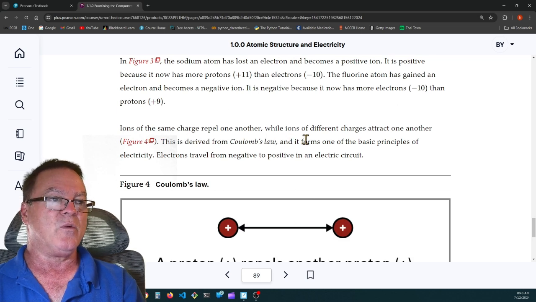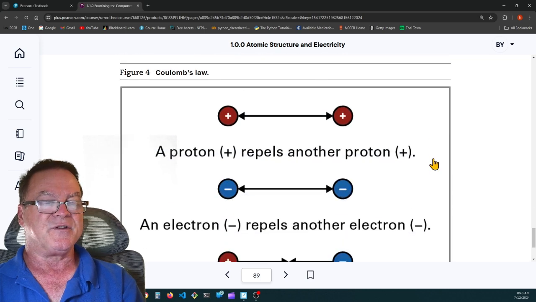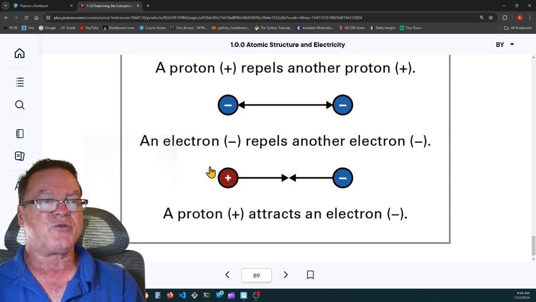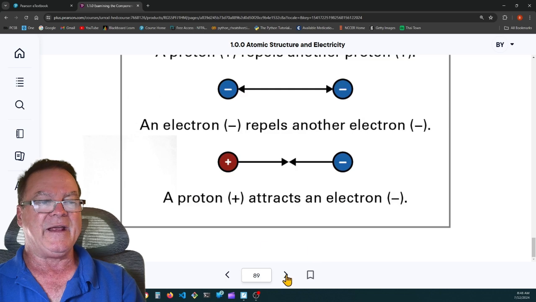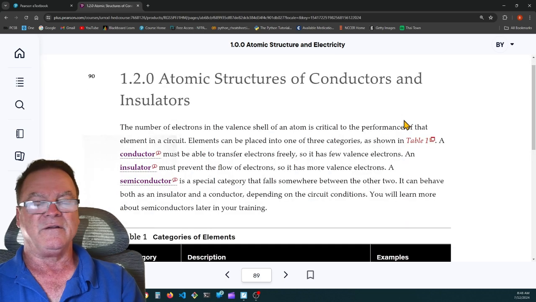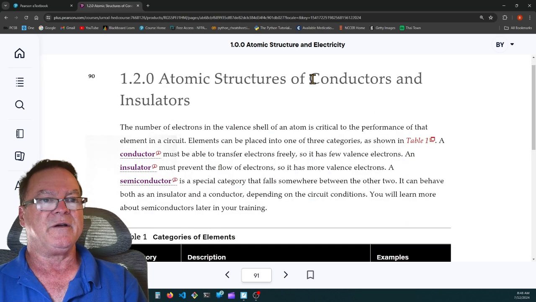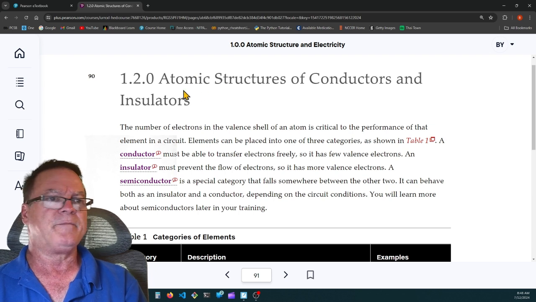Ions of the same charge repel one another, while ions of different charges attract one another. So the sodium and the fluorine are attracted together and they'll hang out. They'll live as sodium fluoride.